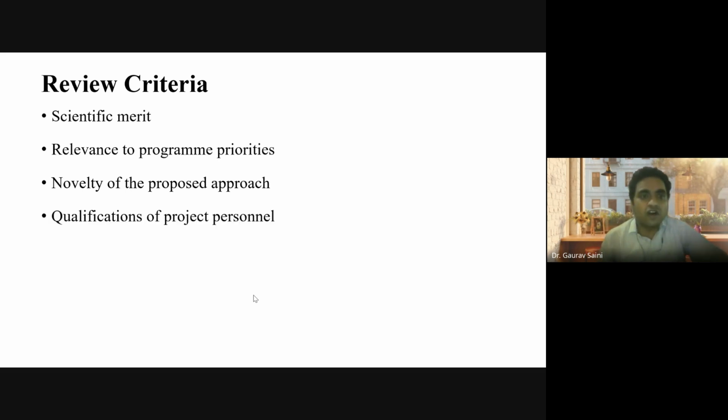After that, qualifications of the project personnel. That means the qualifications of the principal investigators, as well as the qualifications or eligibility that you have provided in your proposal regarding the project personnel, will also be evaluated. That is why you have to take care of the guidelines fixed by the funding agencies, that this much qualification should be there for the project personnel. So that has to be matched. If it is not matched, it means you are giving some wrong information. You have to make very sure that you are matching the qualifications decided by the funding agencies.